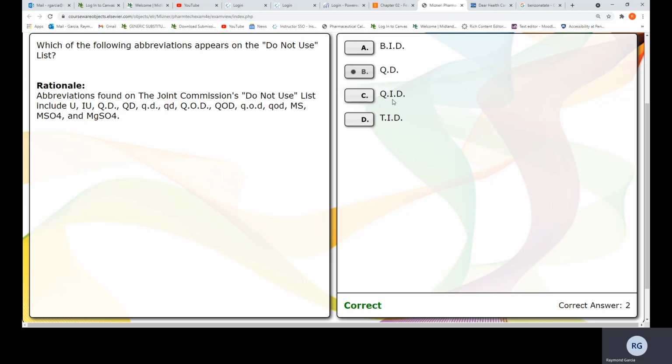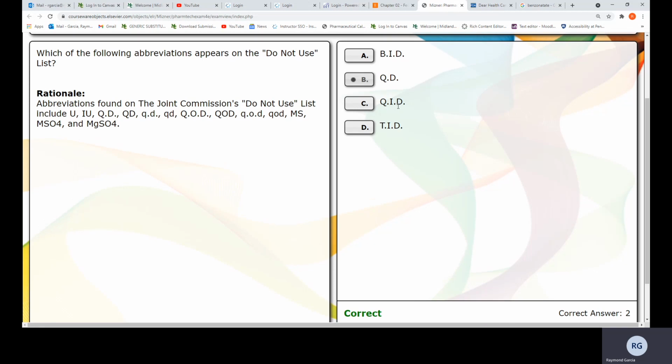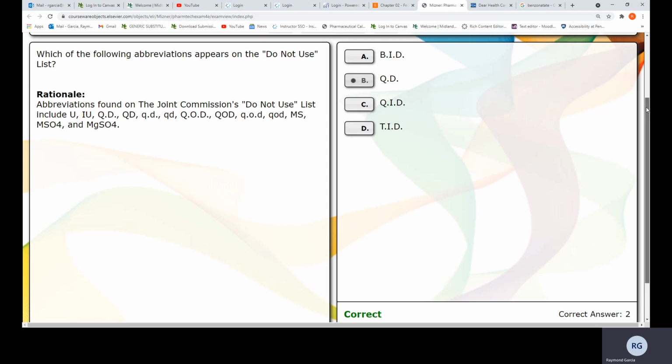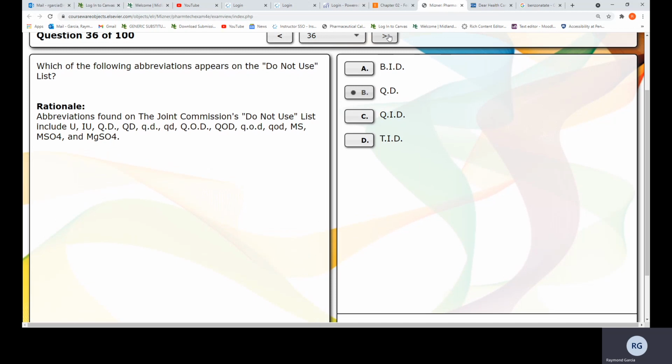I don't know why they would use this one. Well, you got BID, TID, QID is four times, four times a day. And that could be mistaken. Yeah. Yeah. I would have guessed B. I mean, C.